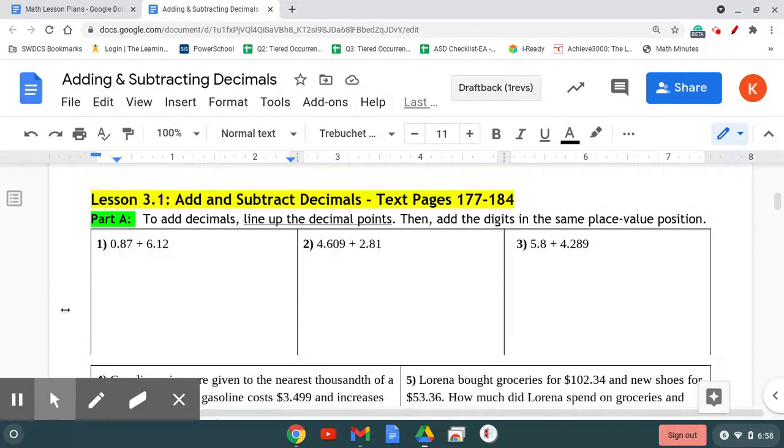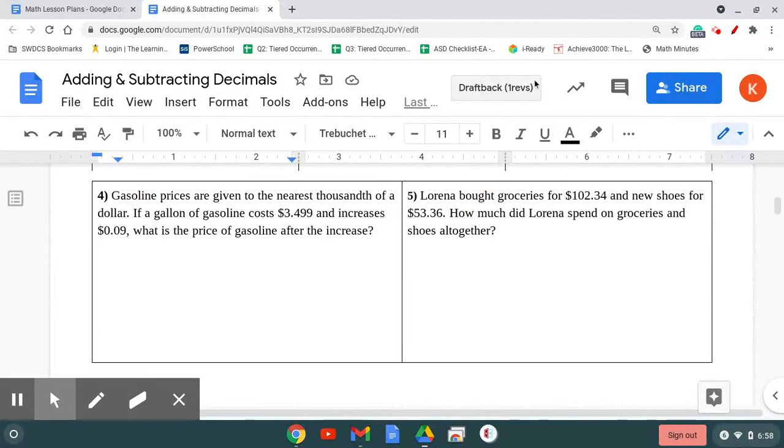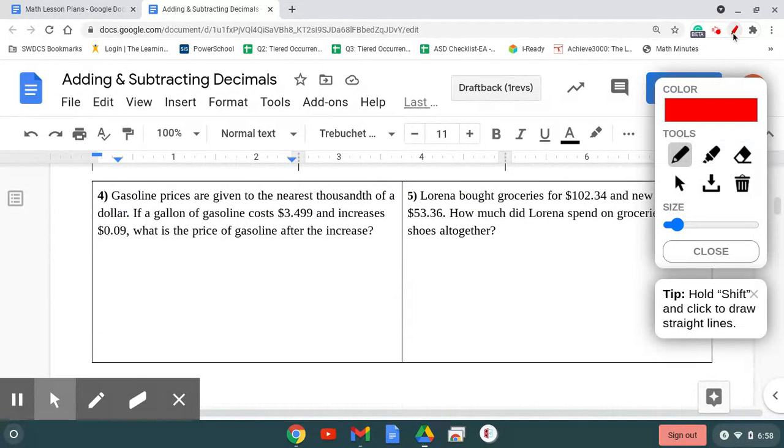All right, now we're going to do 2 story problems. Number 4 says, gasoline prices are given to the nearest thousandth of a dollar. If a gallon of gasoline costs $3.499 and increases 9 cents, what is the price of gasoline after the increase?